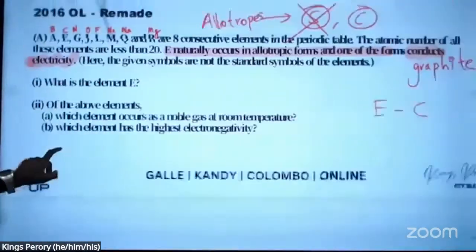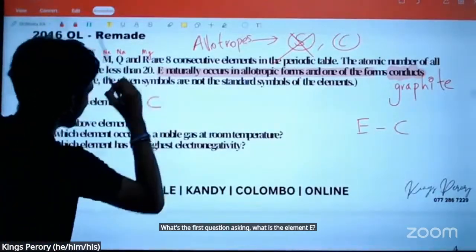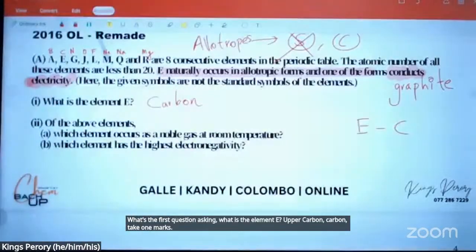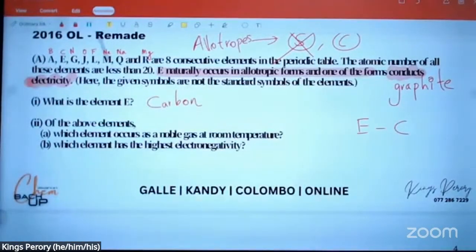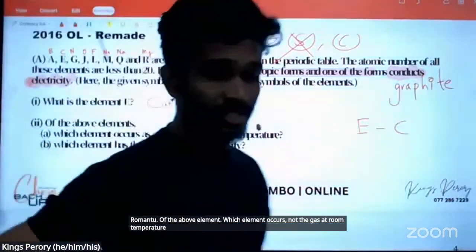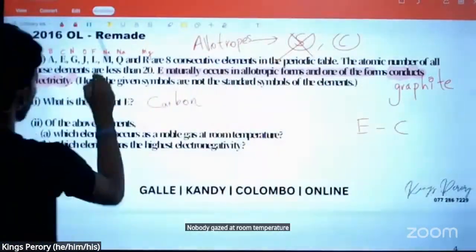What's the first question asking? What is the element E? Carbon. Take 1 mark, carbon. Roman 2. Of the above elements, which element occurs as a noble gas at room temperature? Noble gas at room temperature is neon here.